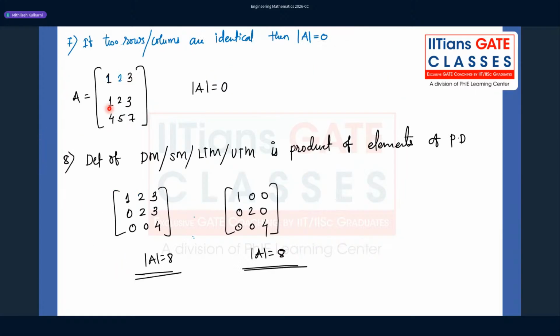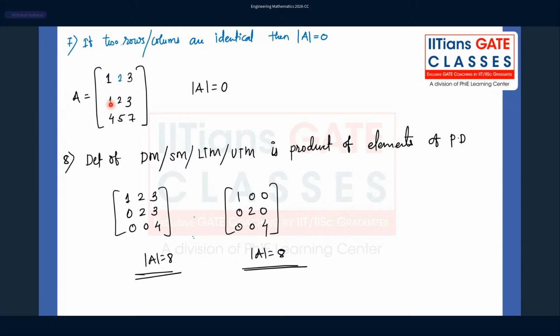If rows or columns are identical, then the determinant is 0. 1, 2, 3, 1, 2, 3. If two rows are identical or two columns are identical, you can make any of the rows or columns 0 by performing the row operation or the column operation, right? And that's why the determinant is 0, because whenever a complete row is 0 or whenever a complete column is 0, the determinant is 0. So using that property, we can tell.